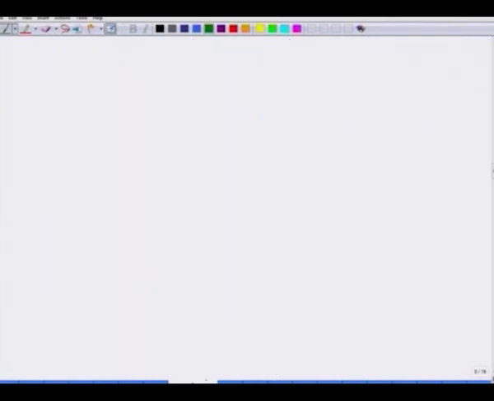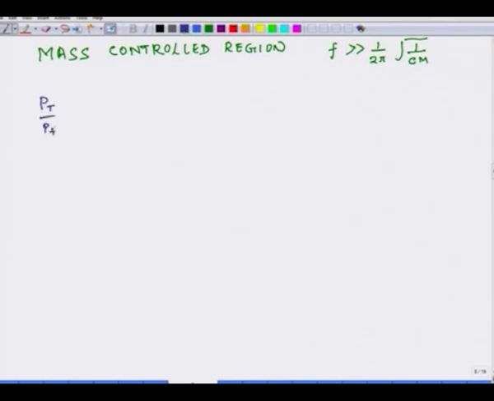So, now we move on and start looking at the mass controlled region. The definition of the mass controlled region is that my frequency should be large compared to 1 over 2 pi times the square root of 1 over C m, which is essentially the natural frequency of the system. So, once again, my original relation for P t over P plus was this thing.